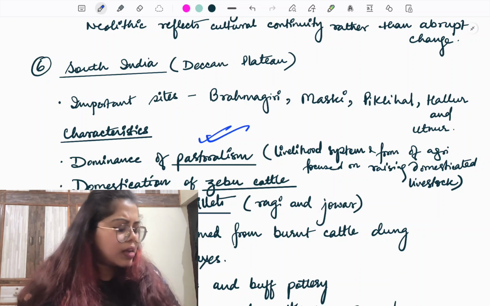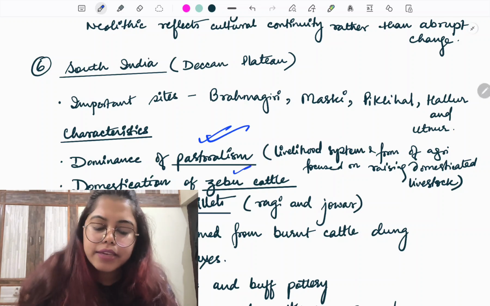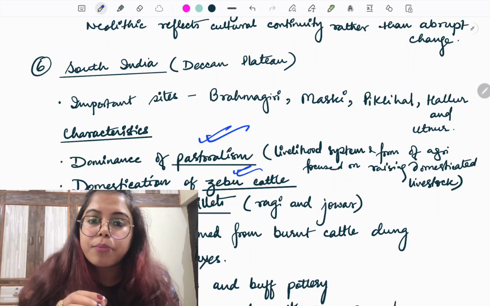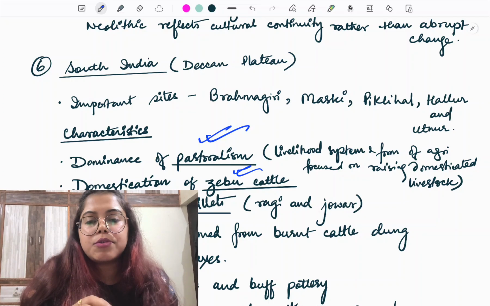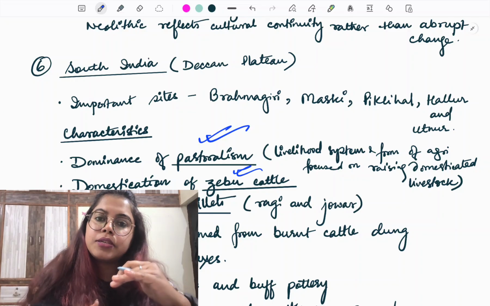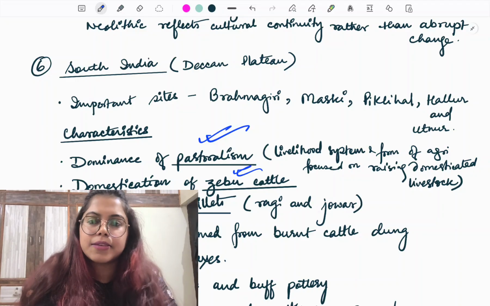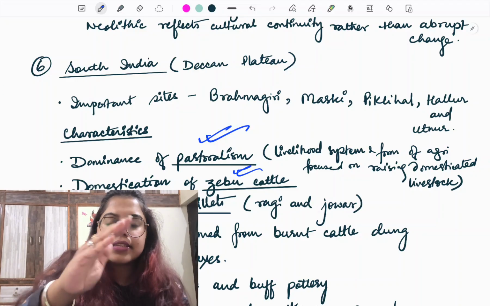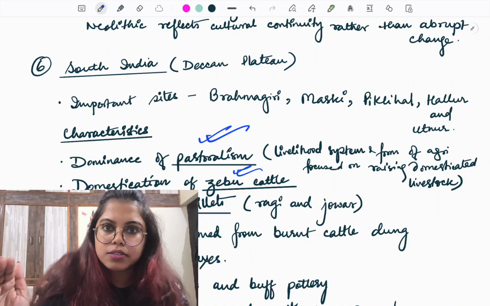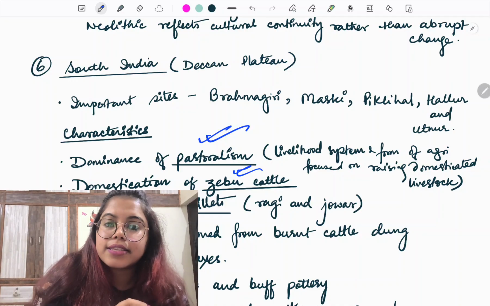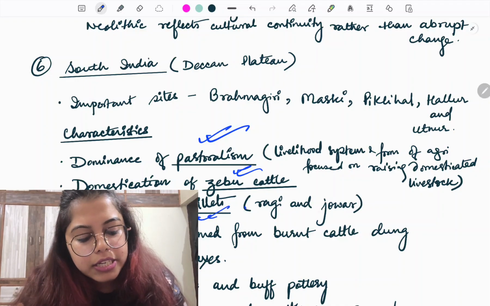Okay. And when we are talking about livestock, what was the livestock that was there? A very prominent one was zebu cattle. Zebu cattle are the humped oxen, if we say. If you must have seen, those are the humped ones. The cattle which have a hump are zebu cattle, and they are indigenous. So there was domestication of zebu cattle.